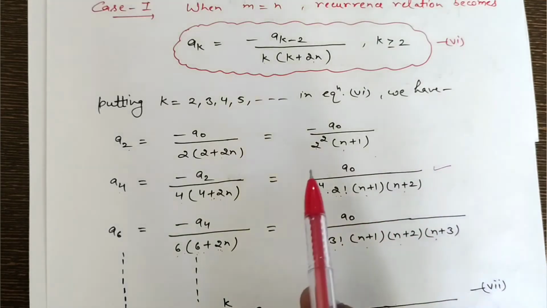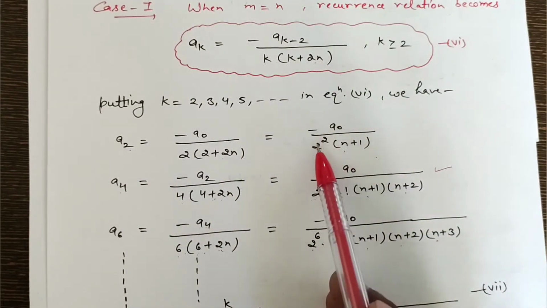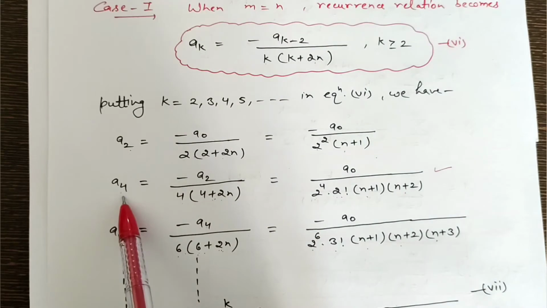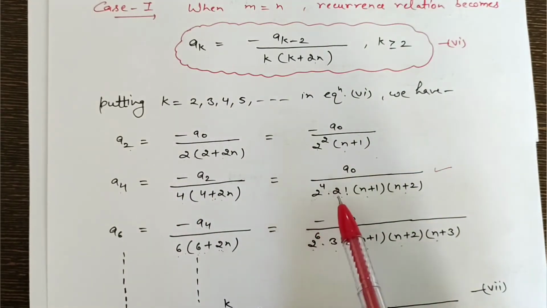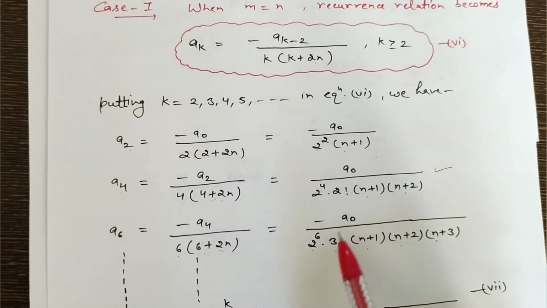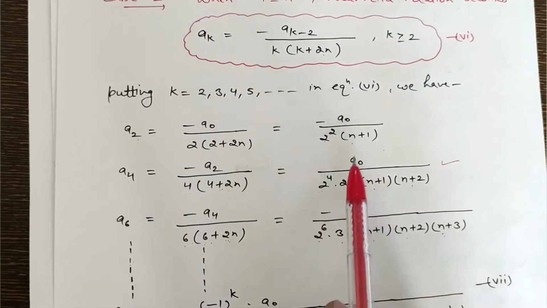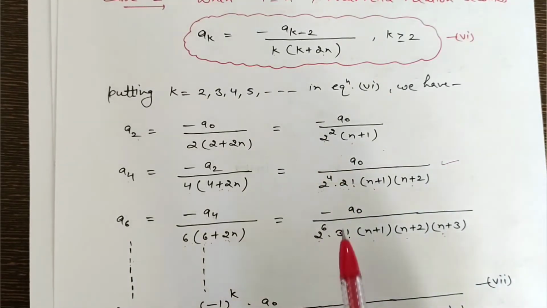So you are observing that there is a certain pattern in each coefficient. Look at a2. a2 is actually minus a naught over 2 raised to power 2 into n plus 1. a4 is plus a naught over 2 raised to power 4 into 2 factorial into n plus 1 n plus 2. For a6 it is minus a naught over 2 raised to power 6 3 factorial n plus 1 n plus 2 n plus 3. So if I ask about a8, then because the alternate terms are minus plus minus, a8 will definitely be plus a naught over 2 raised to power 8 into 4 factorial n plus 1 n plus 2 n plus 3 up to n plus 4.